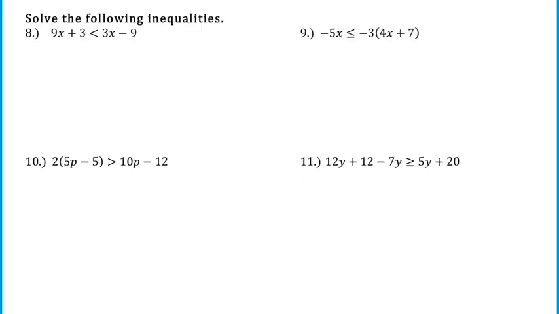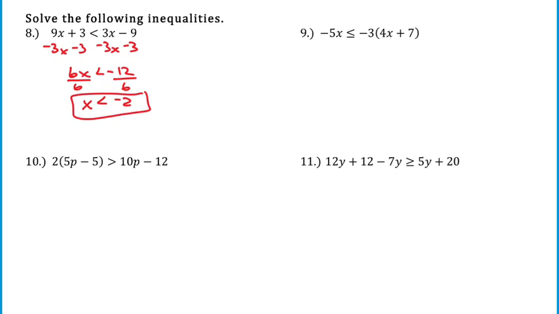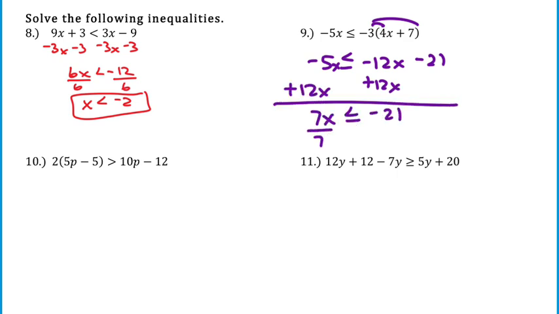Number 8, I need to get all the variables on the left side, which is why I move the 3x, and all the whole numbers on the right side, and then I can solve, getting x is less than -2. This does not ask me to graph, so I don't. On number 9, I go ahead and distribute first, and then I get all the variables on the left side, all the whole numbers on the right, and I solve.